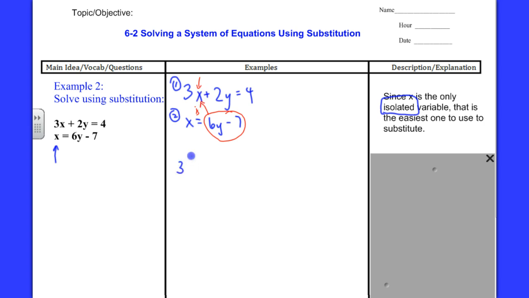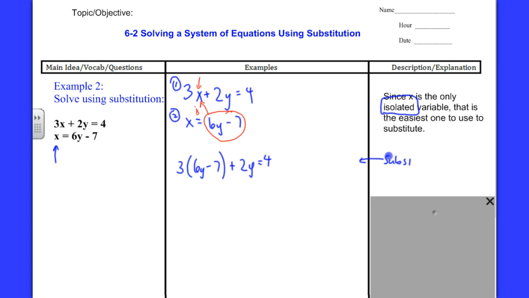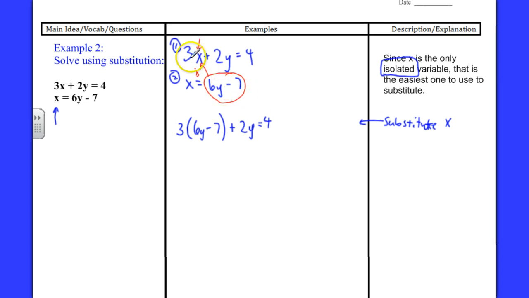And I have 3, now notice this parenthesis, 6y minus 7. You have to put the parentheses in there because the entire 6y minus 7 is being multiplied by 3 in that problem, plus 2y equals 4. So the first thing I did here was substitute the x. Substitute x in there. So I have this new problem where I have put this x value into that equation.